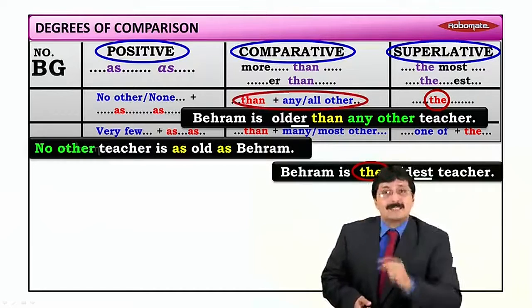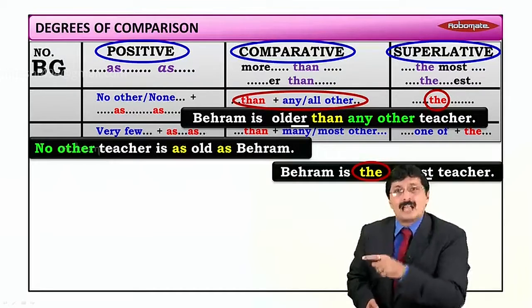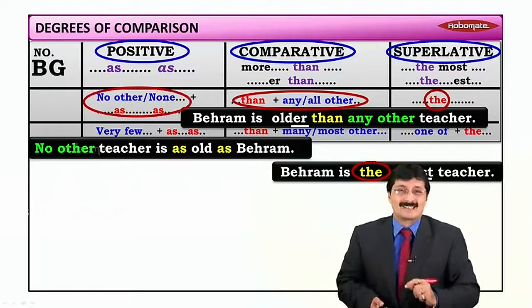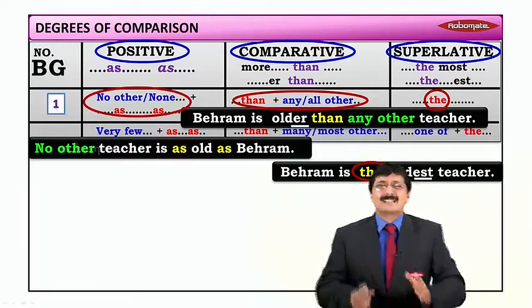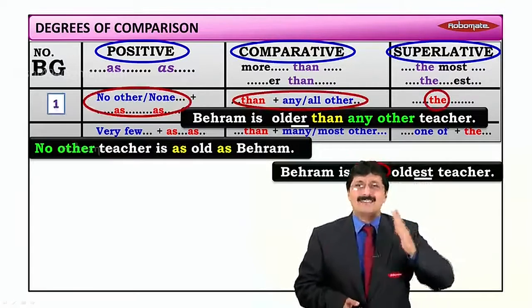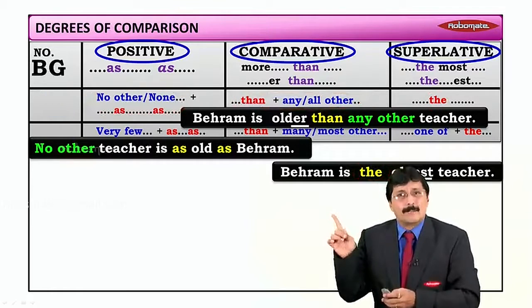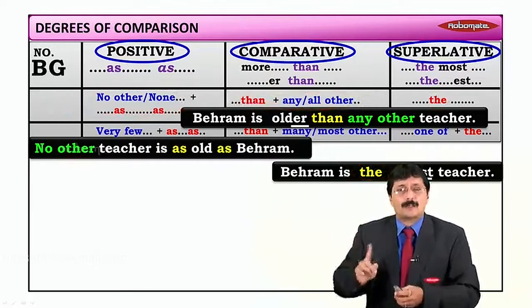And the same sentence in the positive starts with no other or none. And of course, you have to change as. This is my combo number 1. My bodyguard combo number 1. Very simple. Positive starting with no other or none.